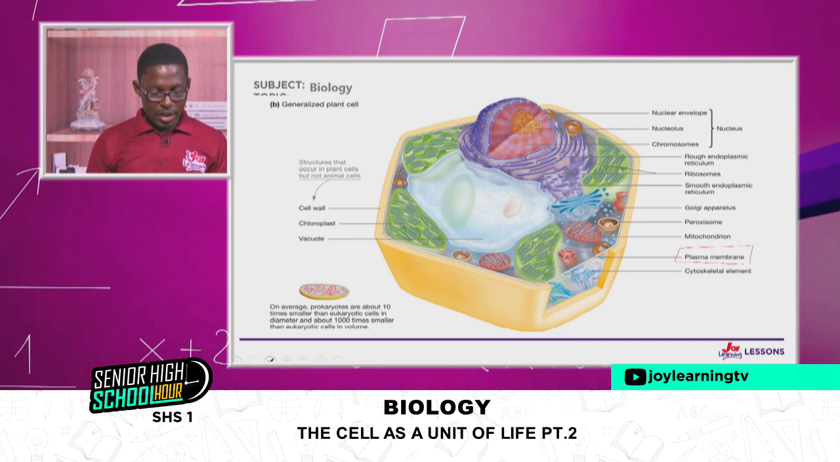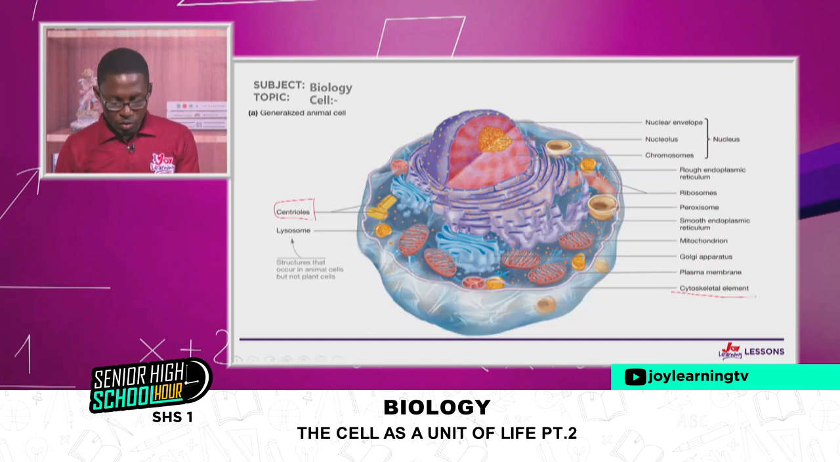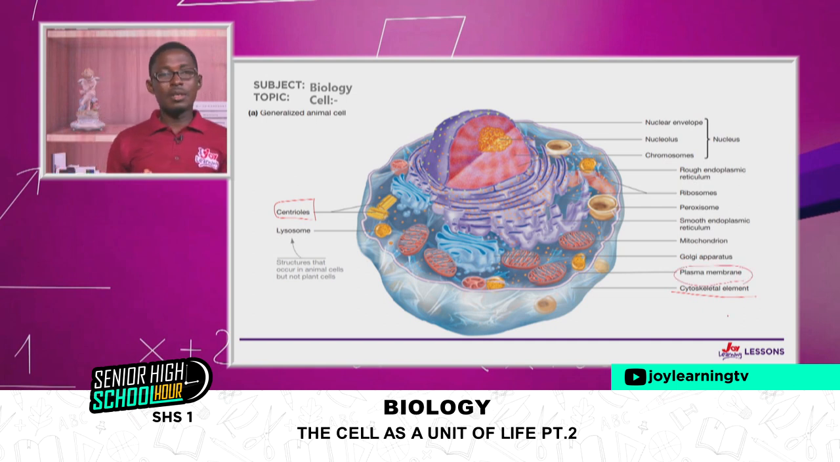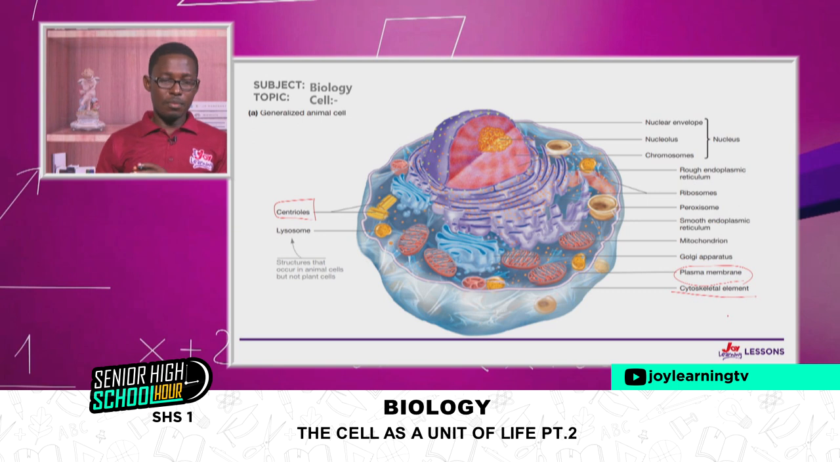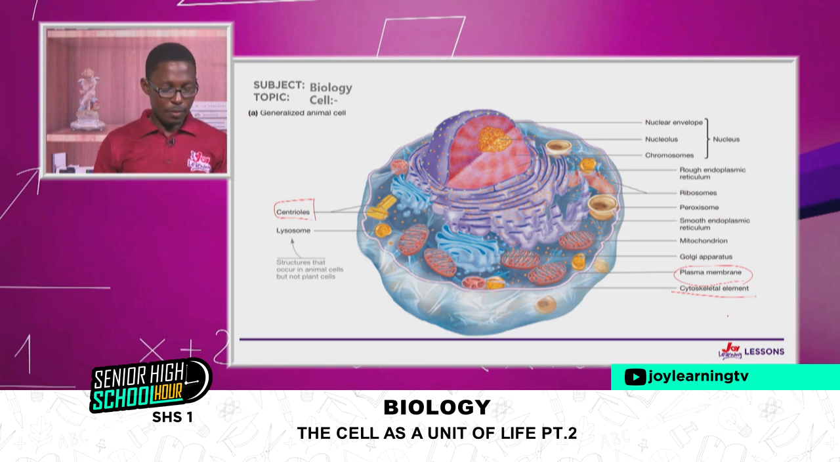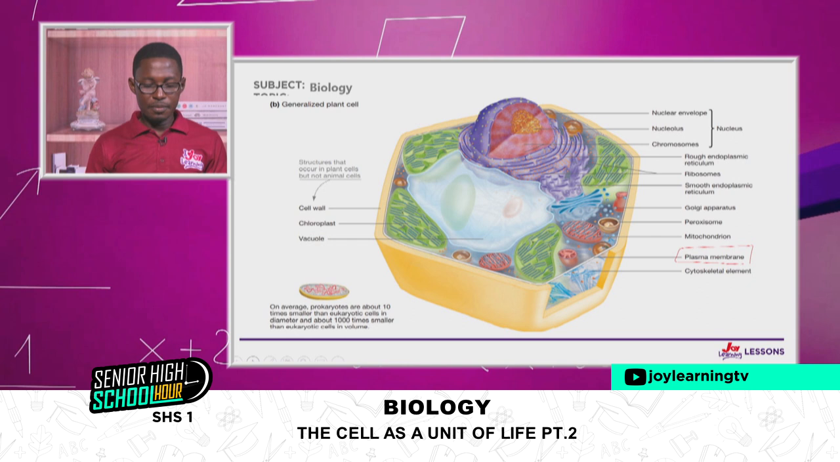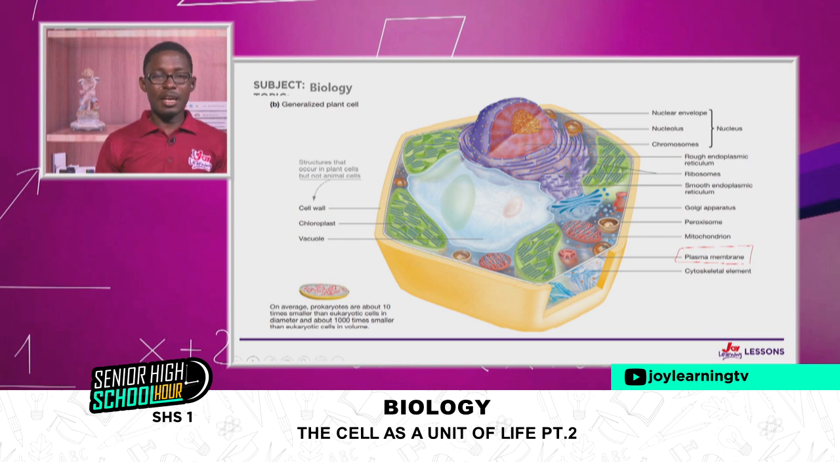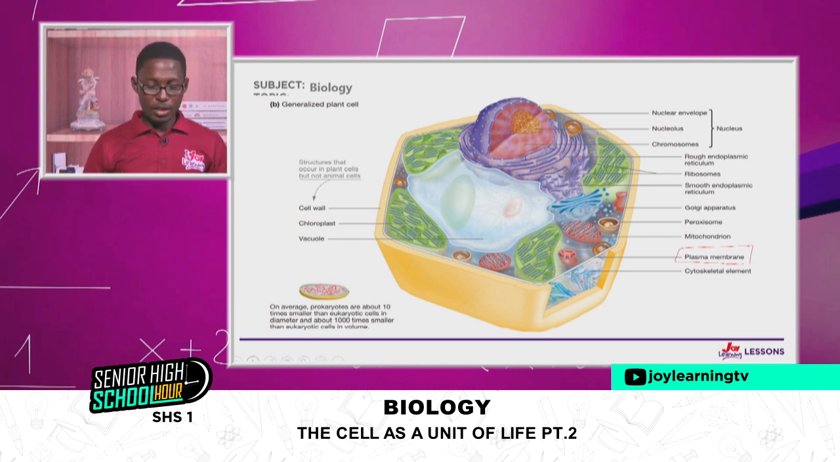If you go back to the animal cell, you see your plasma membrane also here. For them, it's the first boundary that you come across. But for the plant cell, it's the second material after the cell wall.